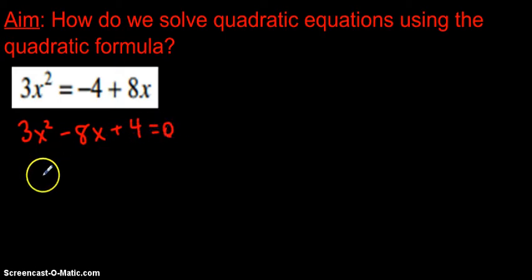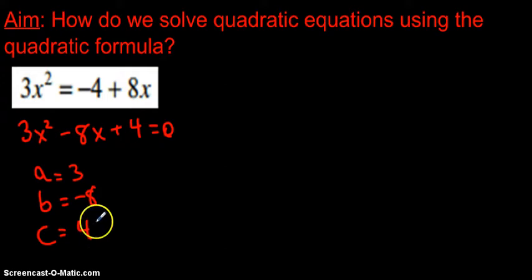Alright, so our values of A are 3, B is equal to -8, and C is equal to 4. Alright, and that's going to play a huge role in the quadratic formula. And this is the quadratic formula.